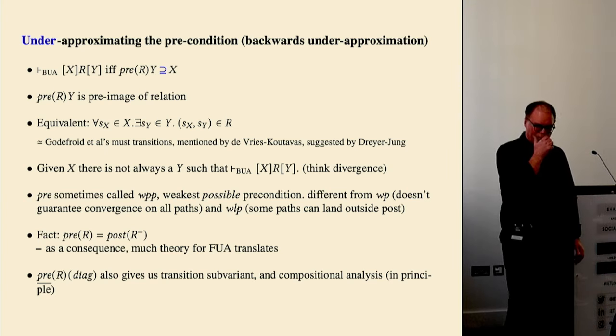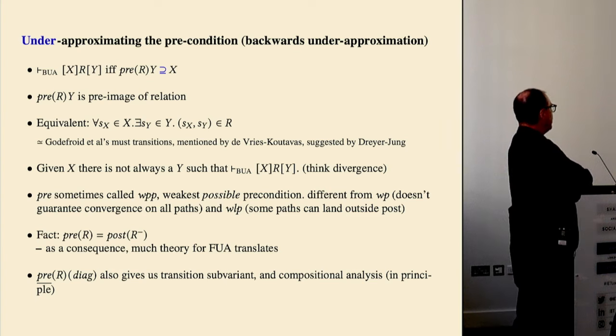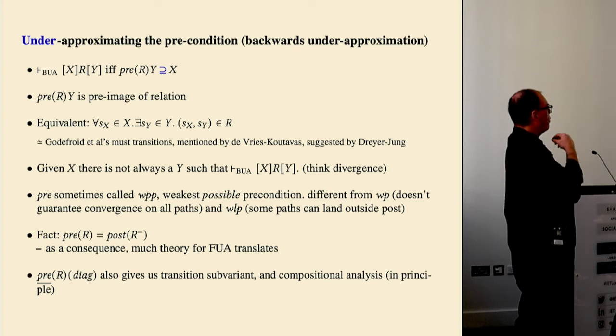There's another thing I could have done, and this is what was suggested by Dreyer and Young. But it turns out that Godefroid et al. had it in must transitions years ago. But anyhow, instead of under-approximating the post, I could under-approximate the pre, right? And so there's something called the pre predicate transformer, which is the pre-image of a relation. It's not the weakest precondition, it's not the weakest liberal precondition, it's what's called the weakest possible precondition. I think Hoare called it that. But it's like taking the post of the inverse of the relational denotation of a program.